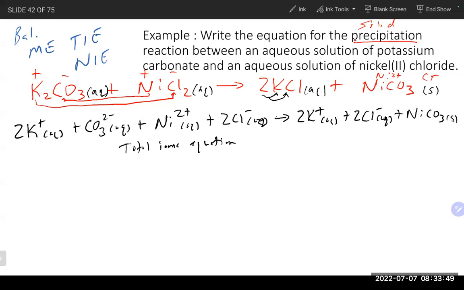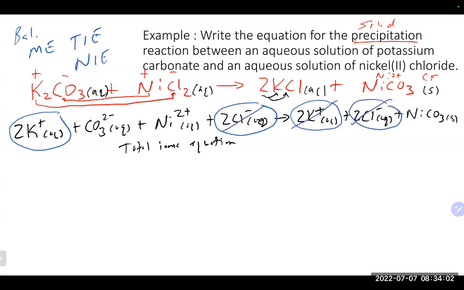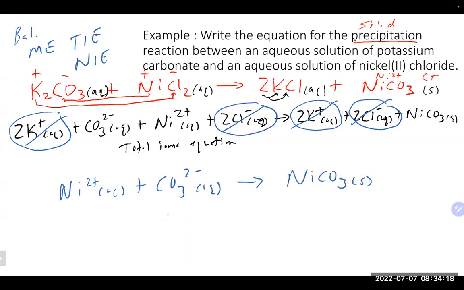Now we can use our total ionic equation here to identify our spectator ions, and it looks like we got a couple of potassiums on both sides, which is good. And we also got a couple of chlorides on both sides. So those would be our spectator ions, leaving us our net ionic equation: the nickel coming together with the carbonate, forming our nickel 2 carbonate in this case. Any questions on any of that there?